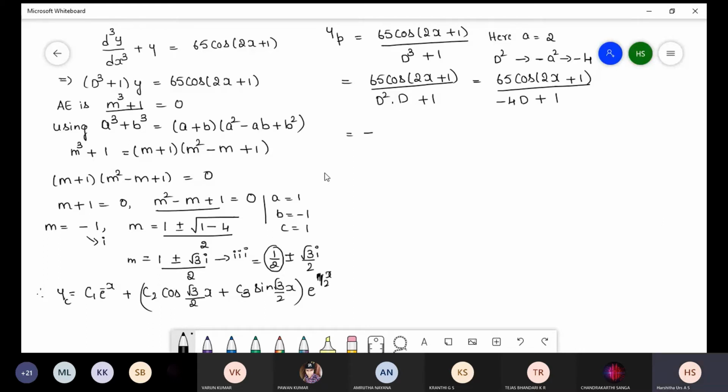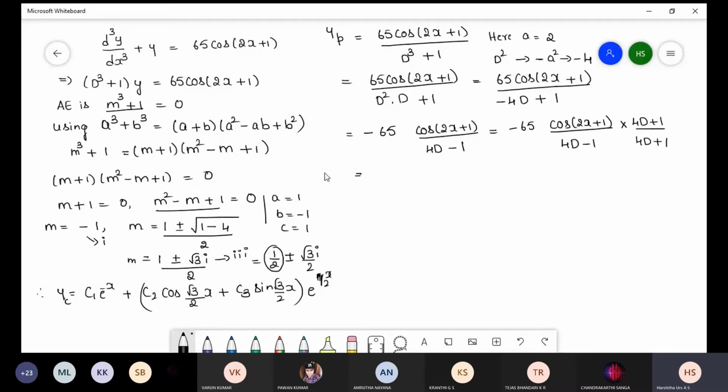So take out minus as a common in the denominator. So write cos of 2x plus 1 divided by, if you take minus as a common in the denominator, we get 4D minus 1. So now we have to do the rationalization, that is cos of 2x plus 1 divided by 4D minus 1. What is the rationalization here? Rationalizing factor 4D plus 1. Yes, very good. Divide and multiply by 4D plus 1.